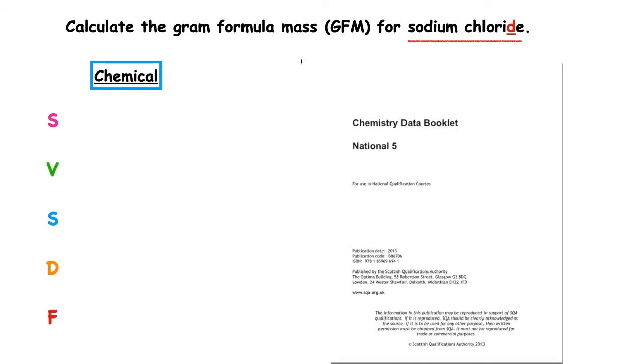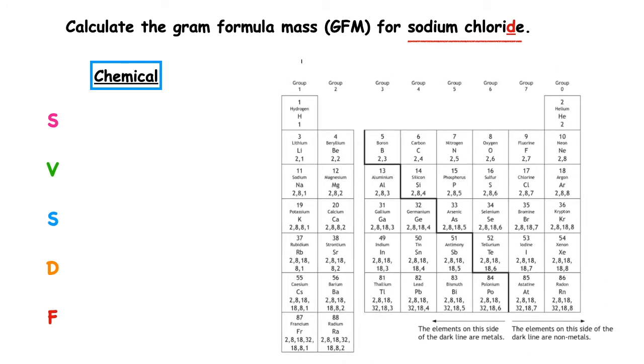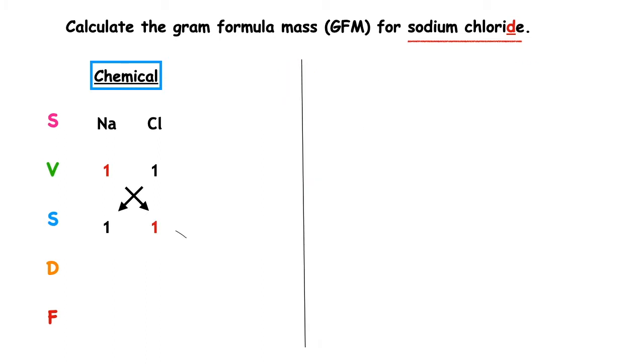In this first example, we want to calculate the gram formula mass for sodium chloride. It ends in ide, which means it's made up of two different elements. We start off with our SVSDF. Chemical symbol for sodium is Na. It's found in group 1, valency 1. Chlorine has the chemical symbol Cl. It's found in group 7, valency 1. We swap the numbers over. Highest number both can be divided by is 1, which means the chemical formula is NaCl.